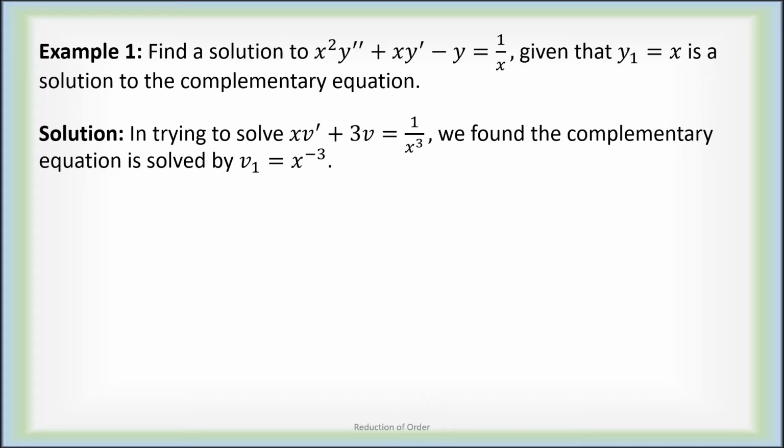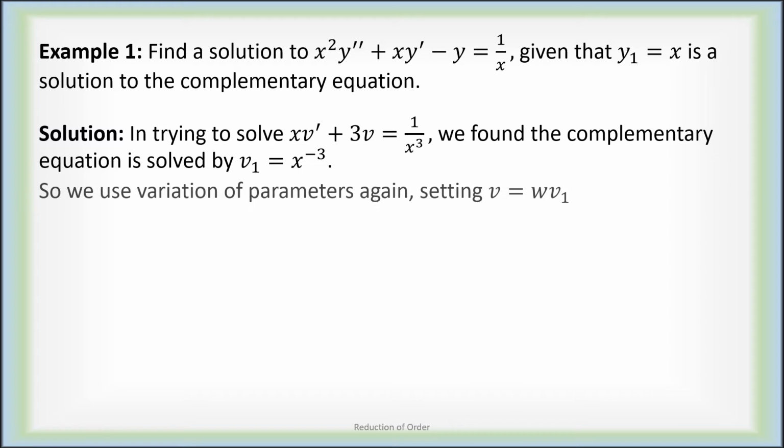So in trying to solve xv prime plus 3v equals 1 over x cubed, we found the complementary equation is solved by v1 equals x to the minus third power. So we can use variation of parameters again to try to solve the non-homogeneous equation xv prime plus 3v equals 1 over x cubed. So let's let v be an unknown function w times v1, in which case xv prime plus 3v equals 1 over x cubed.